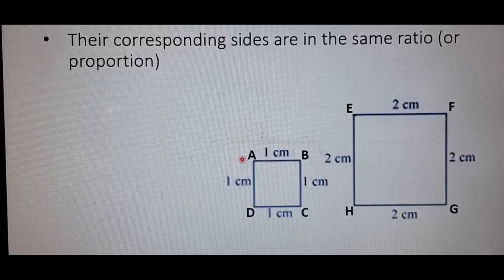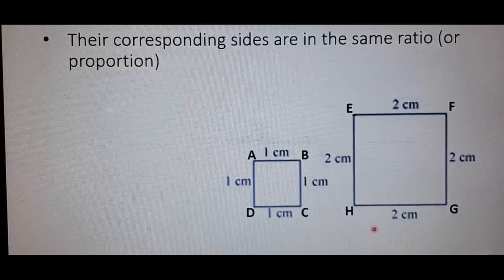So we have to see corresponding sides now. If I am taking AB of this figure, I have to see EF of this figure. Then AD, it should be EH of the other figure. For BC, the corresponding side is FG, and for DC, the corresponding side is HG. So how can these two figures be similar?